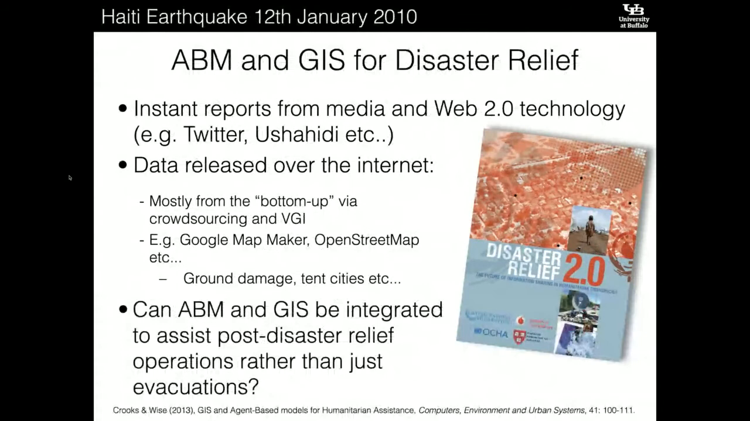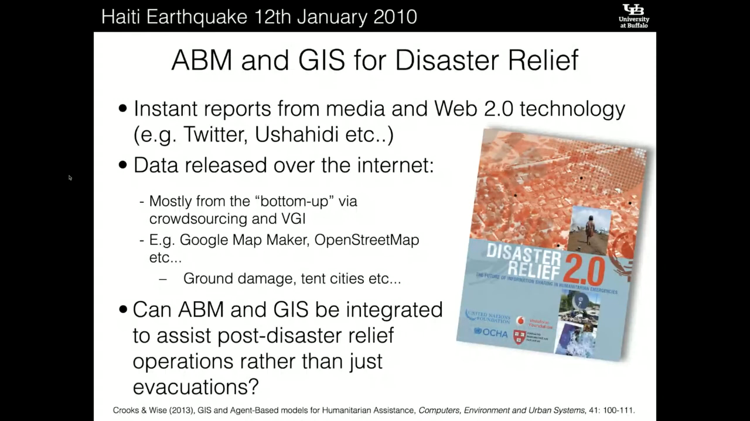Initially, this work started with Sarah Wise, who's now at UCL, when we were looking at Haiti. When Haiti had the devastating earthquake back in 2010, that killed around 230,000 people and left around 1.5 million people homeless, it was one of the first times that social media, Twitter, was generating instant reports about what's happening on the ground. A lot of data was being released on the internet. How can we utilize this data to look at post-disaster relief operations?